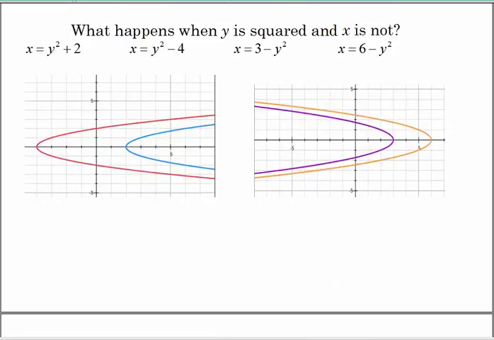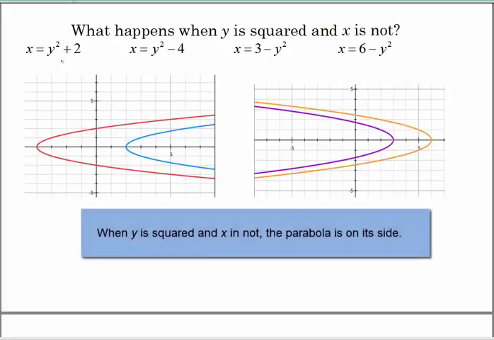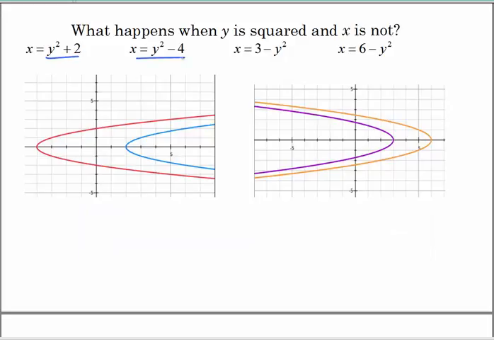All right, what happens when the y is squared and x is not? Well, we get a parabola, but it's on its side. So let's look at these. We have x equals y squared plus 2, and we have x equals y squared minus 4. Which color is which? The plus 2, that's the blue one, and the minus 4 is the red one.